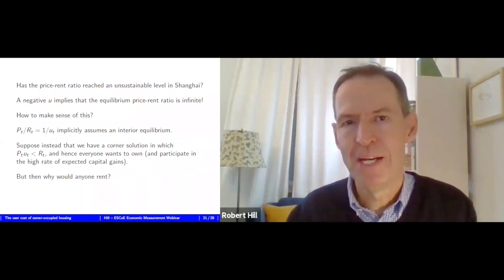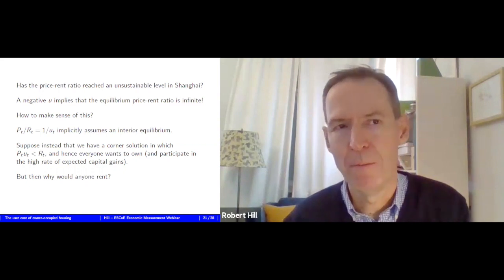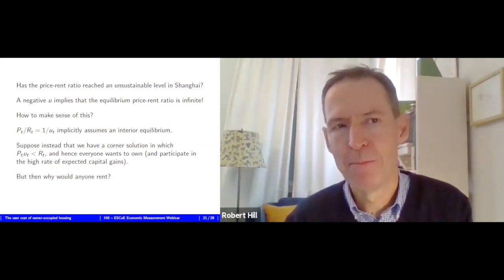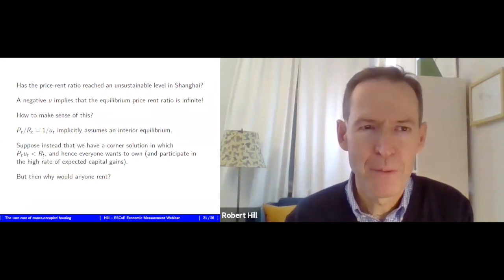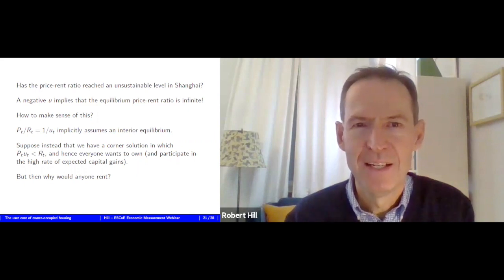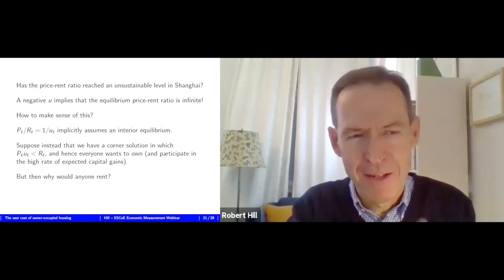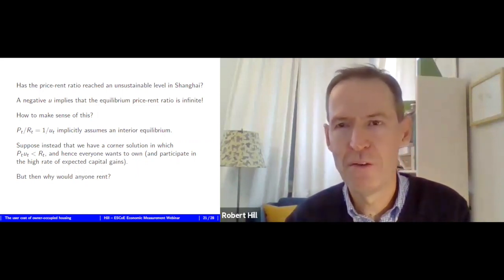Now, the question is: is it too high? Has the price rent ratio reached an unsustainable level? Can this idea of an equilibrium price rent ratio help us here? Well, we have a problem. We've got the formula there: the equilibrium price rent ratio equals 1 over U.